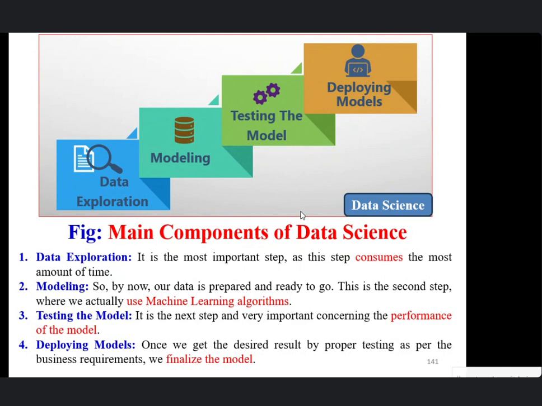Modeling is nothing but a simplified version of reality. Our data is prepared and ready to go. This is the second step, where we actually use machine learning algorithms. Then testing the data. Before that, 80% of the data is for training and 20% for testing, which we use for the performance of the model. Then finally deploying models. Once our product is ready, we deploy it, and that is the final step. After testing, as per the business requirements, we finalize the model.